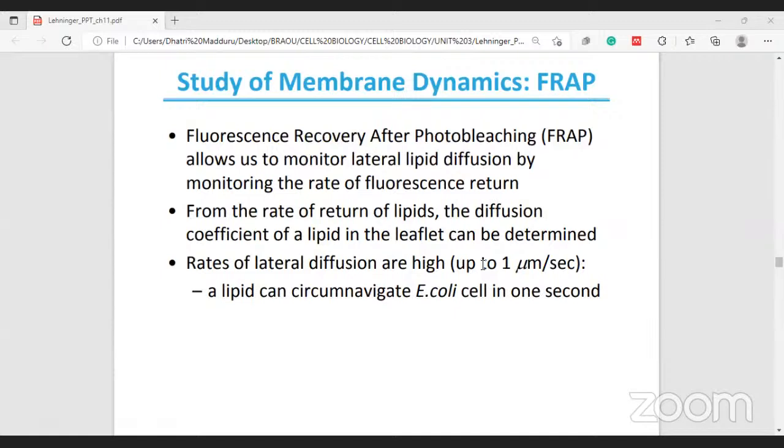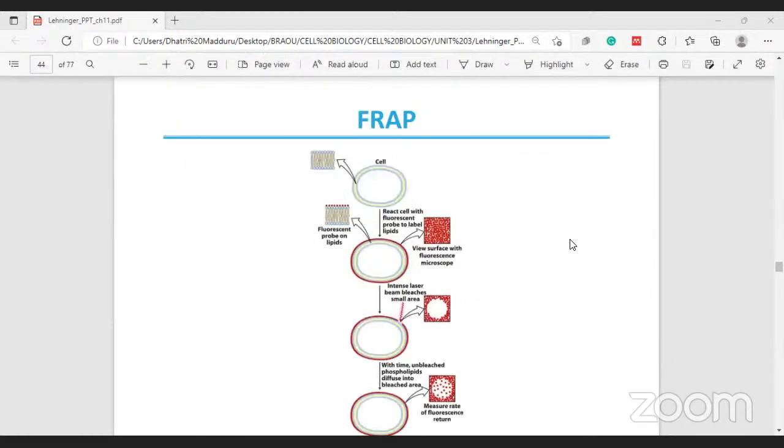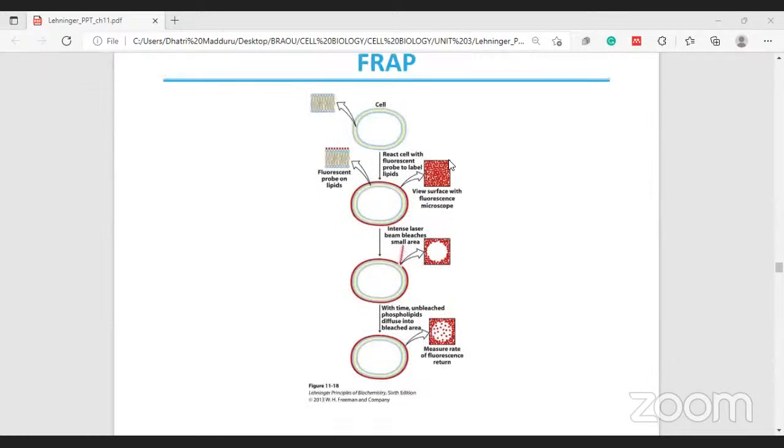By that, scientists have found that there is lateral diffusion of lipids. Here you can see this is the cell and you have the membrane.